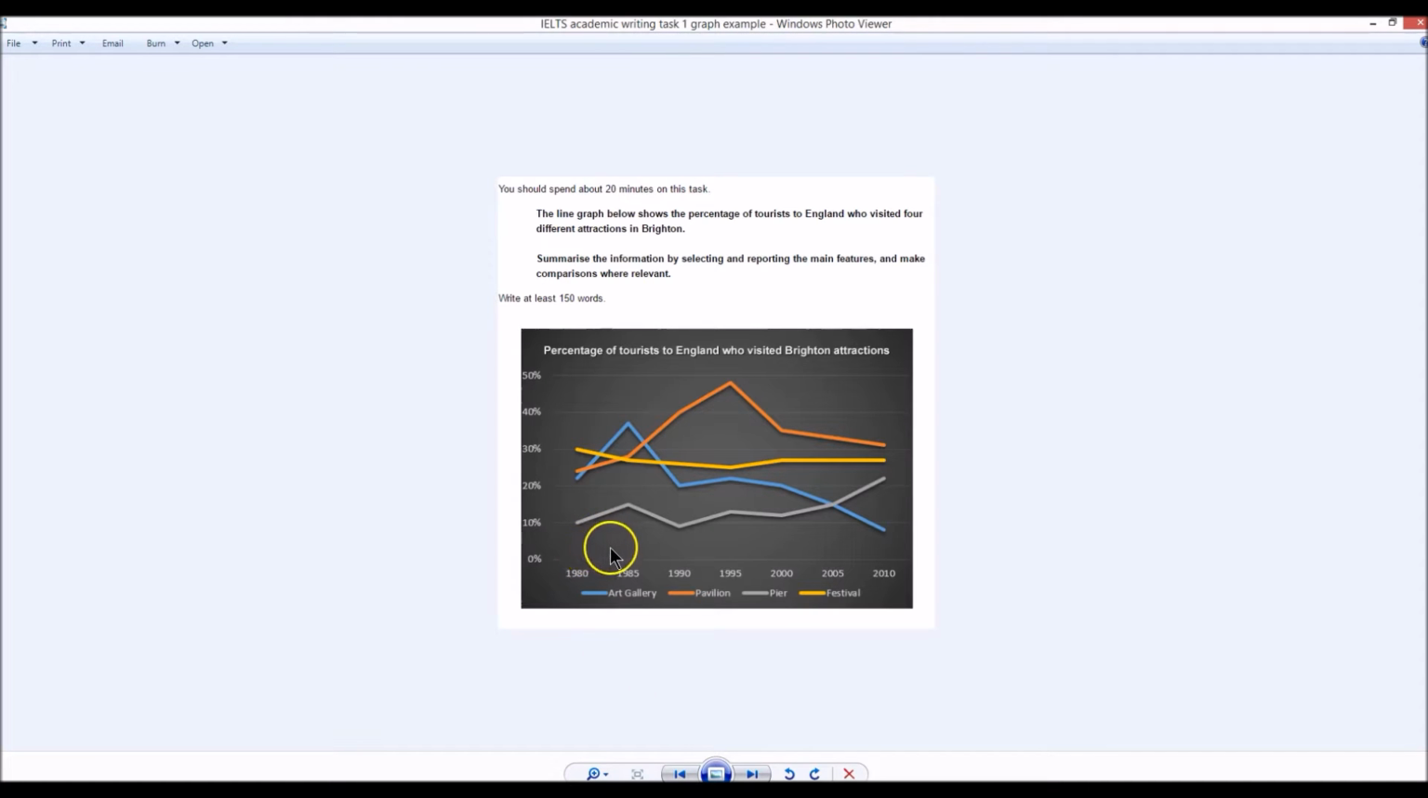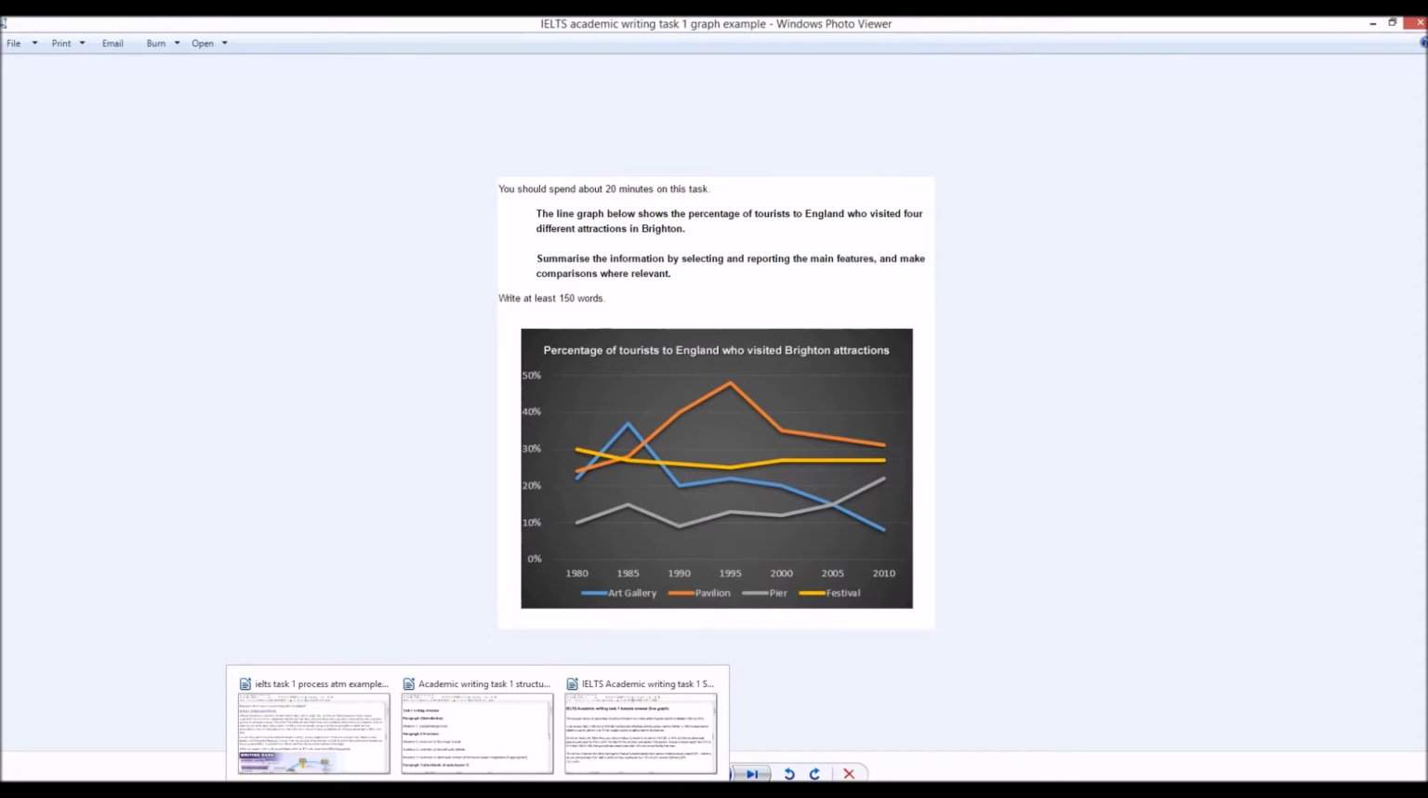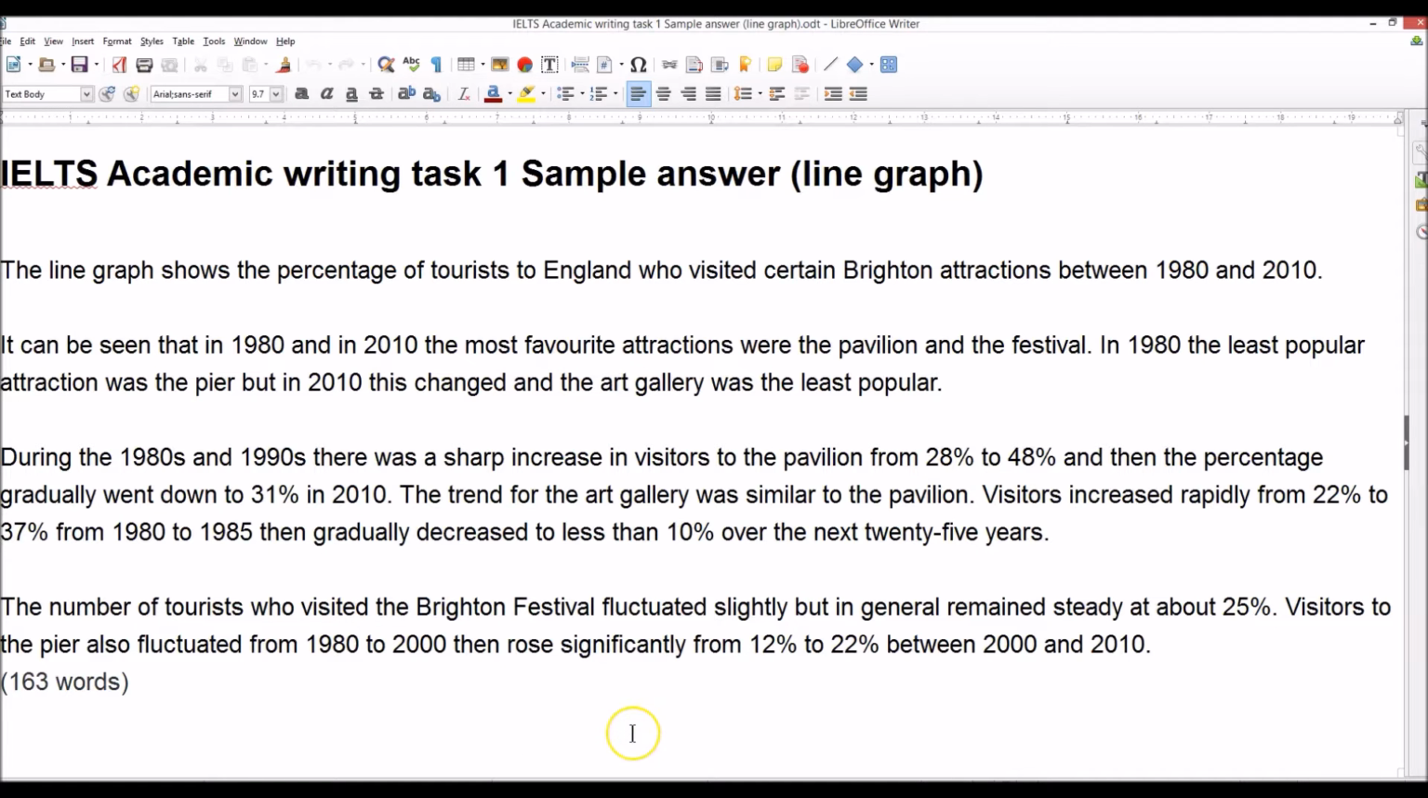I'm not talking about every single little peak or dip. One, you don't have space. Two, you don't have time. So it's just the most obvious features, the most important things. So the next one, the gallery. The trend was a similar rapid increase from 22% to 37%. So figures again, gradually decreased to less than 10%. So figures and data, rate and speed of change.